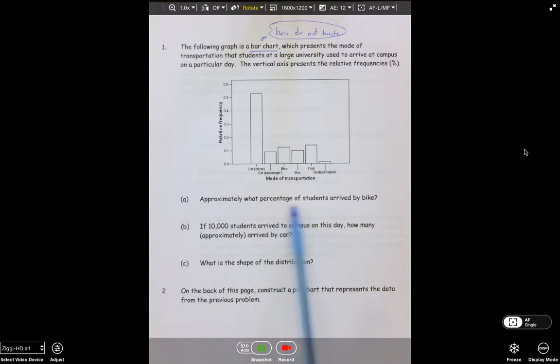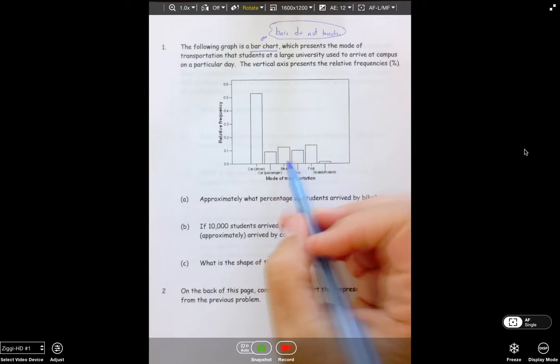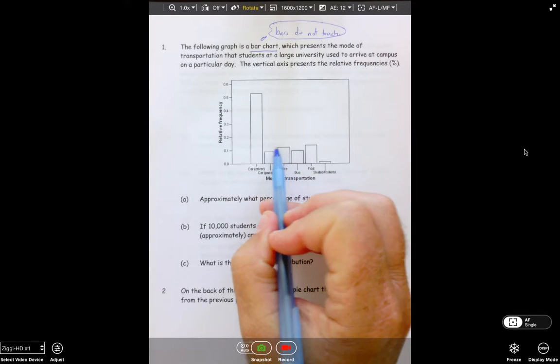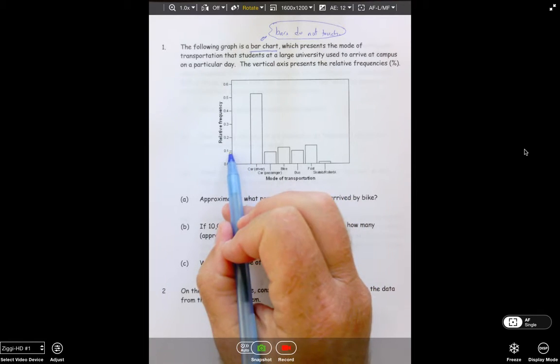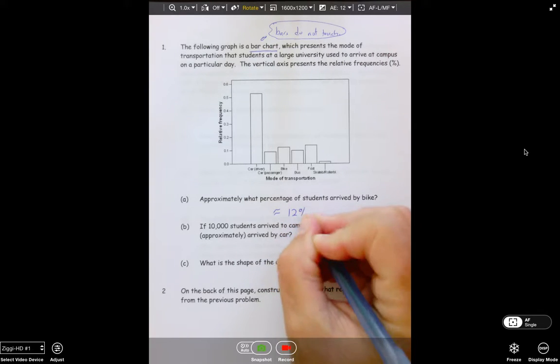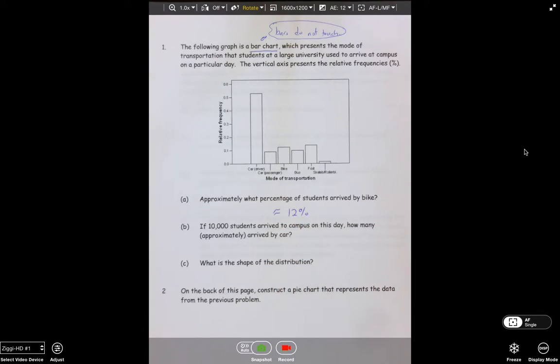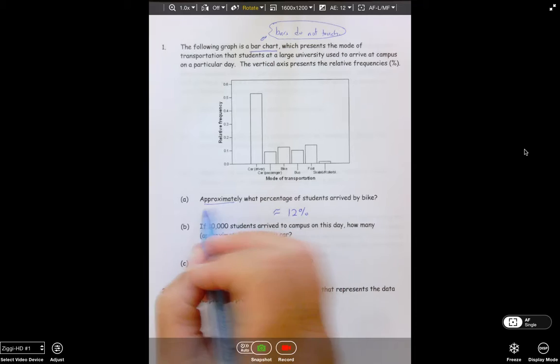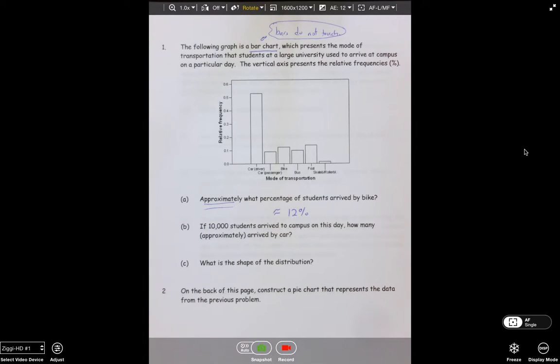So approximately what percentage of students arrive by bike? Well, this is awful easy because I just come over to bike and I follow the line across, and it looks like it's just a little bit above 0.1. So I'm going to say approximately 12%. Now, what if you said 11%? No big deal. We're close. Hence, approximately. Now, if you said 62%, we got a problem. But if you follow that over and get 12, 13, 11, maybe you got real fancy and called it 11.2%, which I wouldn't understand, but yeah, hey, go for it.